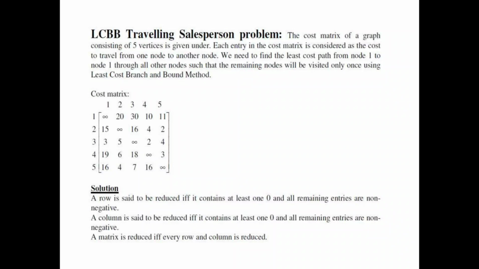Here the example of a matrix has been taken. Here you can see a 5 by 5 matrix: infinity, 2, 30, 10, 11, like this we have taken a 5 by 5 matrix. Next, to generate the solution for the least cost branch and bound, we have to perform row reduction and column reduction, and then find the cost matrix, where cost matrix is equal to row reduction plus column reduction.